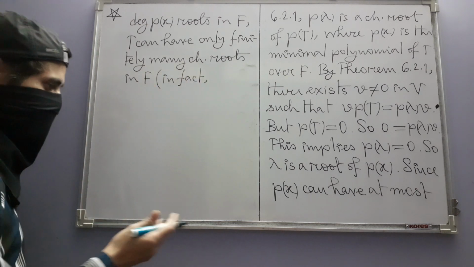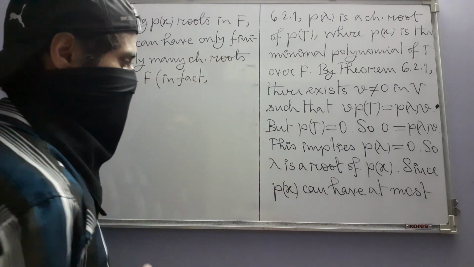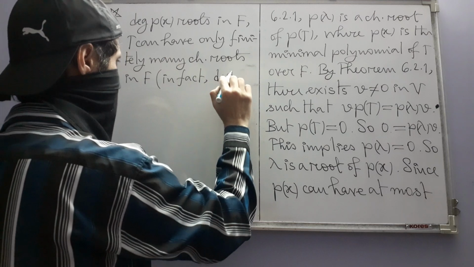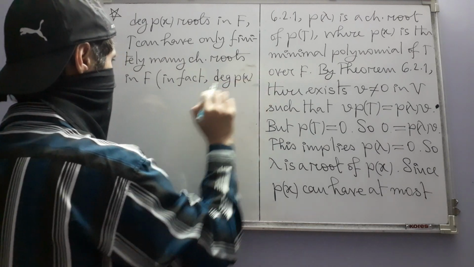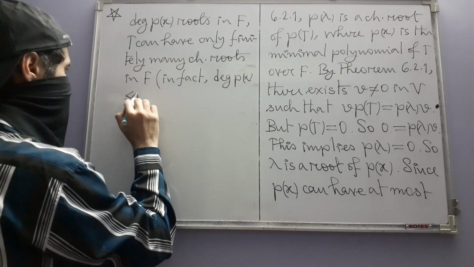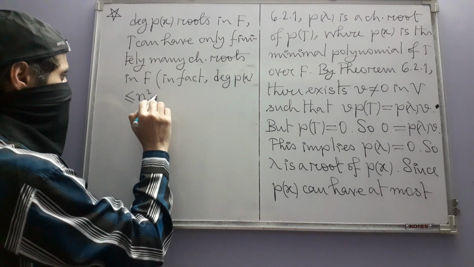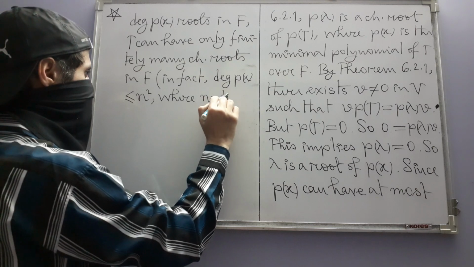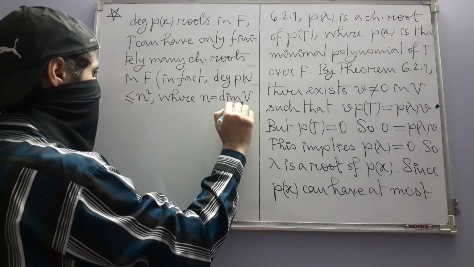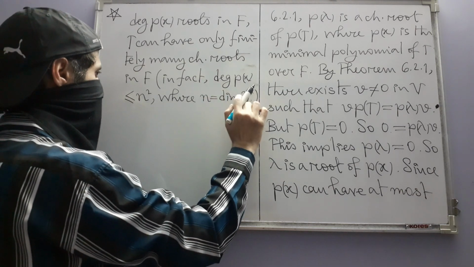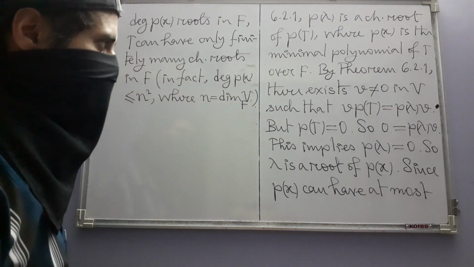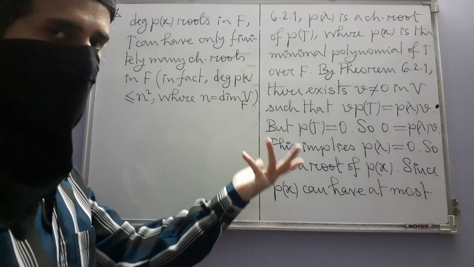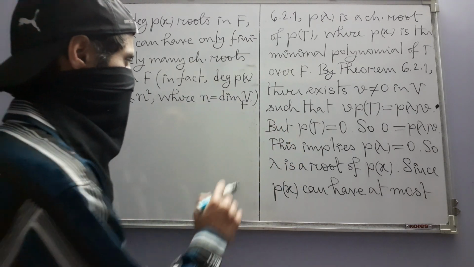In fact, we know something about the degree of the minimal polynomial from the previous section. This is at most n squared, where n is the dimension of V over F. But anyway, there is no need to actually mention this. It's just something we know, and that is the proof.